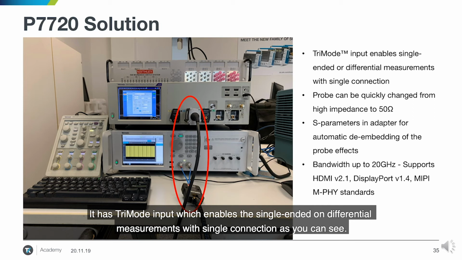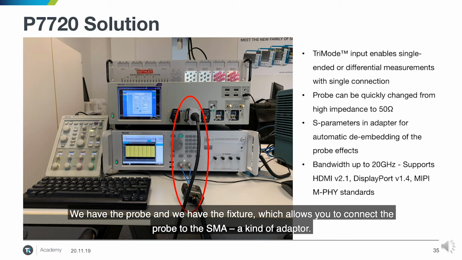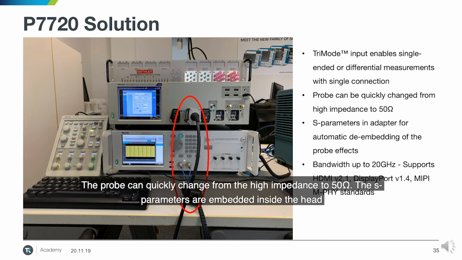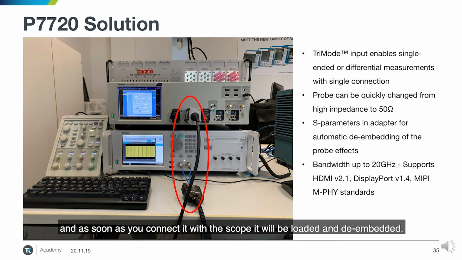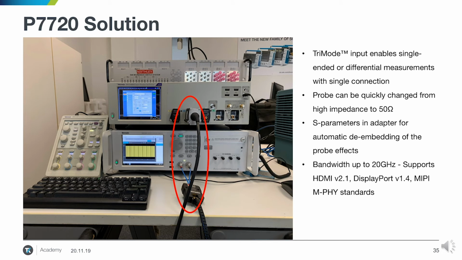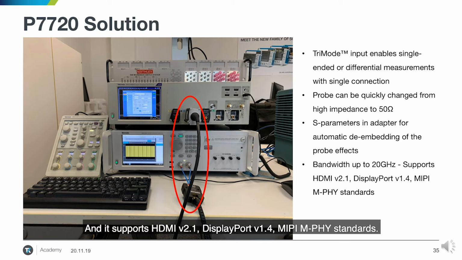As you can see in the picture, we have the probe and we have the fixture, which allows you to connect the probe to the SMA. It's a kind of an adapter. The probe can quickly change from high impedance to 50 ohm. The S-parameters are embedded inside the head, and as soon as you connect it to the scope, they will be loaded on the scope and de-embedded. And it supports HDMI version 2.1, DisplayPort version 1.4, MIPI and M-PHY standards.